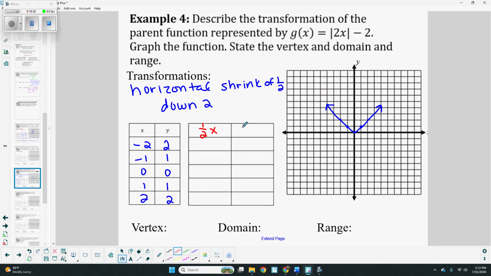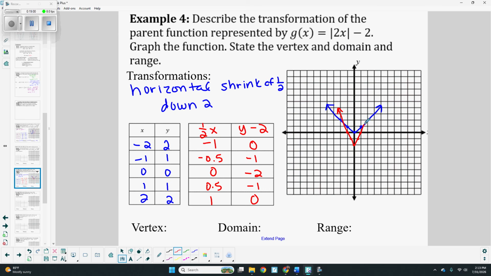The y is just the -2. So half of -2 is -1, half of -1 is -0.5, half of 0 is 0, half of 1 is 0.5, and half of 2 is 1. And then 2 minus 2 is 0, 1 minus 2 is -1, 0 minus 2 is -2, -1, 0. So I'm going to graph -1, 0, -0.5, -1, 0, -2, 0.5, -1, and 1, 0.